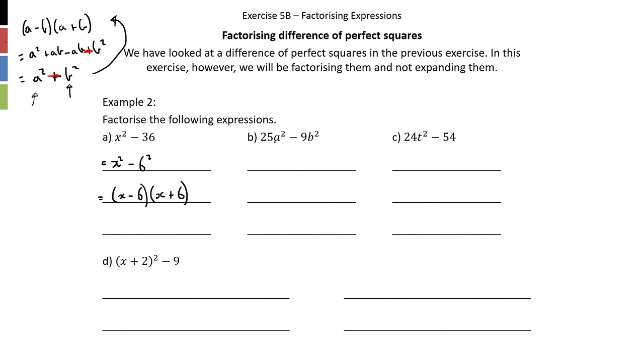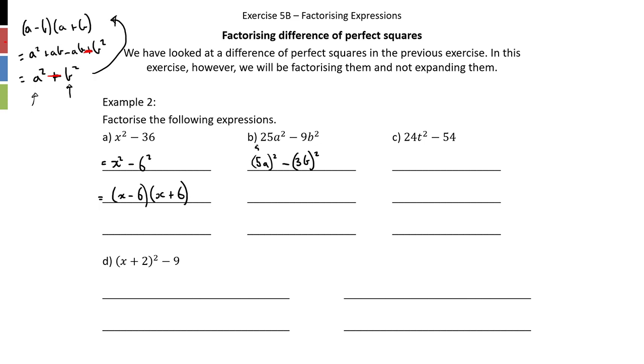Let's go to the second one. This is looking good. We have a square, subtract a square. But with 25 and 9, this square here is only affecting the b, and this square here is only affecting the a. So can we rewrite this? Yes, we can. We could write this as 5a all squared minus 3b all squared, as a step in between.